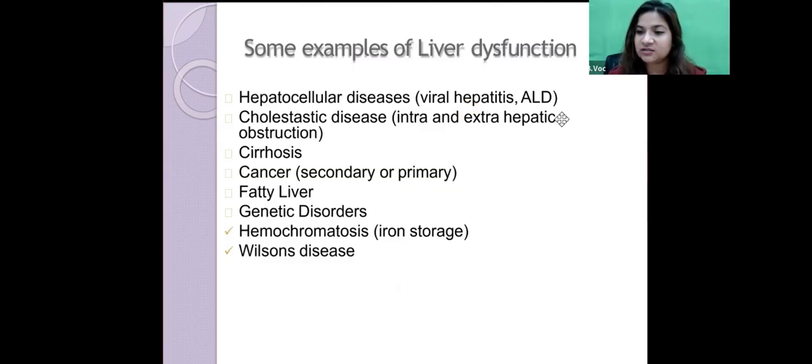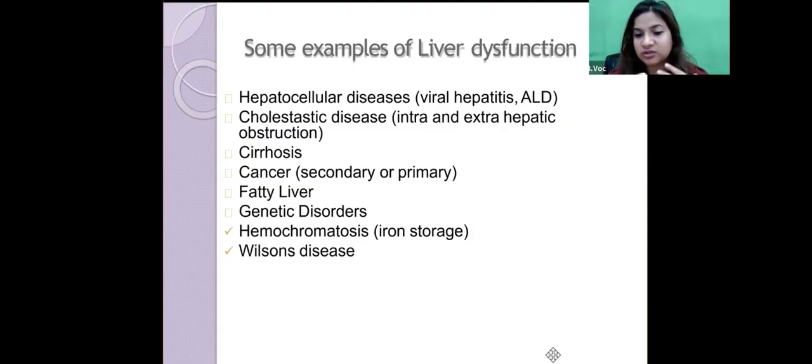Let's now talk about some examples of liver dysfunction. There are hepatocellular diseases that can occur if the liver is not performing well, or if there is some sort of damage to the liver. It can be due to viral hepatitis or acute liver disease. Next is cholestatic disease. Cholestatic disease may be caused by intra and extra hepatic obstruction. It is usually caused by the adhesion of fat to the liver.